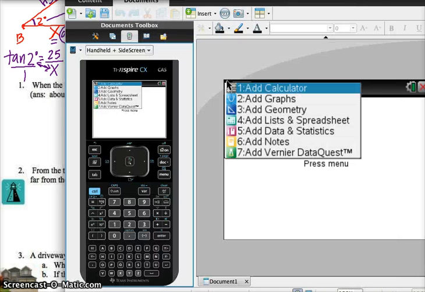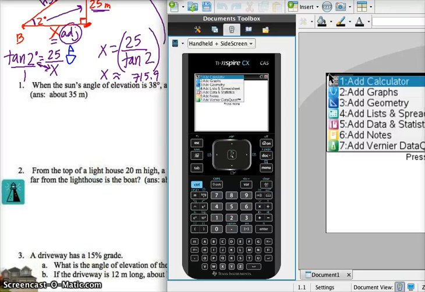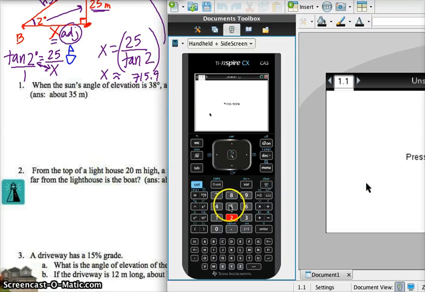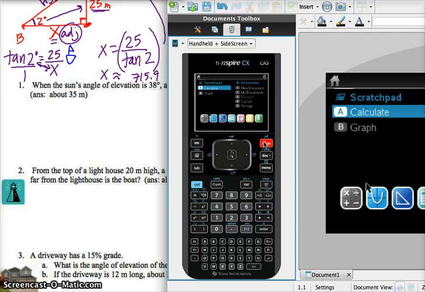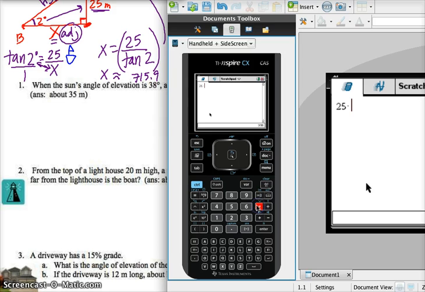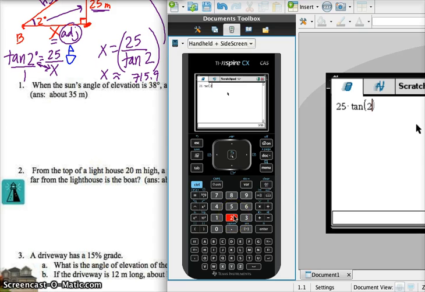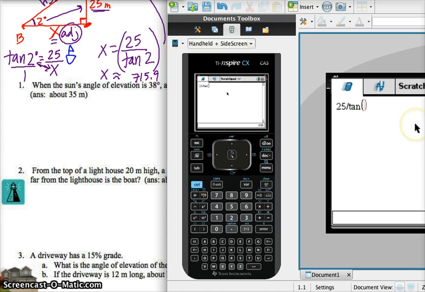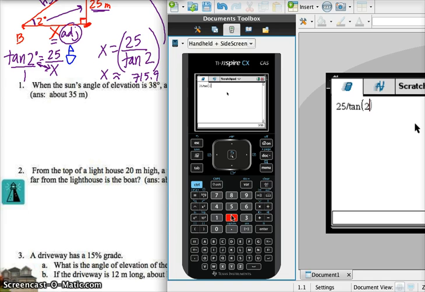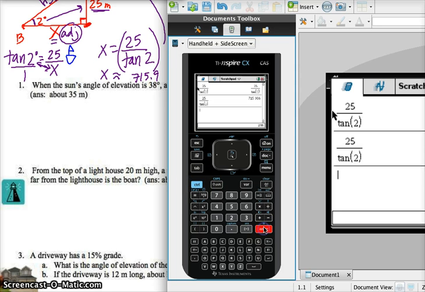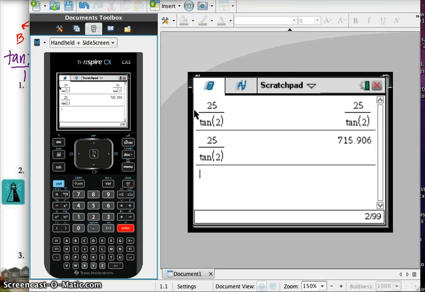Now, for those of you needing calculator help, remember we had to plug in 25 tangent of 2. So I'm going to go 25 times tangent, I push my trig button, here's my tangent of 2 degrees. Sorry, it's not multiplication, I made a mistake. I've got to do division here, my fault. 25 divided by tangent of 2 degrees. This is what I just wrote on my paper. I push enter. Remember, for the TI Inspire, you have to push second enter. And what do I get? I get 715.906. If I was rounding up to the nearest meter, it's around 716.